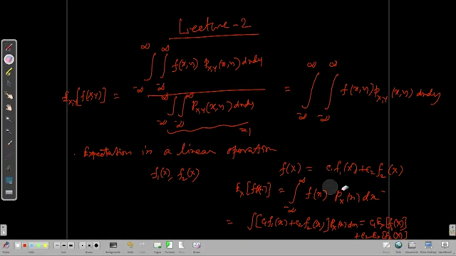All right. Expectation of the overall C1 f1(x) plus C2 f2(x) will be nothing but C1 times expectation of this and C2 times expectation of this. Same thing we have here. If we have two functions, f(x,y) is nothing but C1 f1(x,y) plus C2 f2(x,y). Here you replace this by that. So one double integral for f1, another for f2. C1 goes out, C2 goes out, and you get the same thing. So expectation is linear. All right. So this is the average.